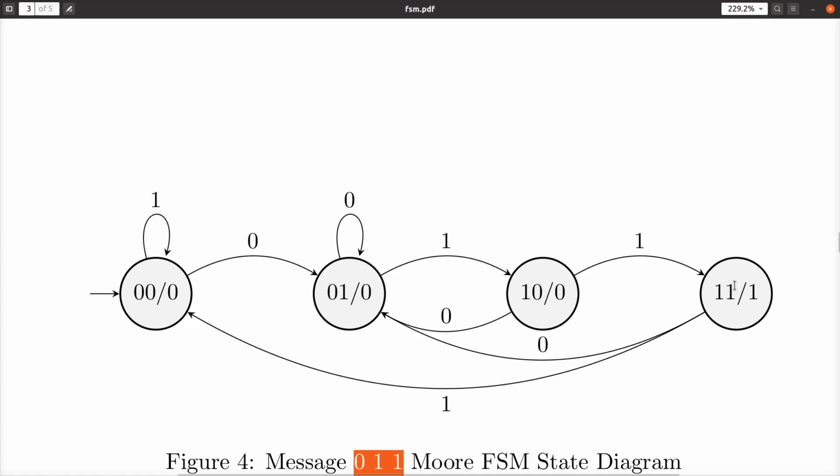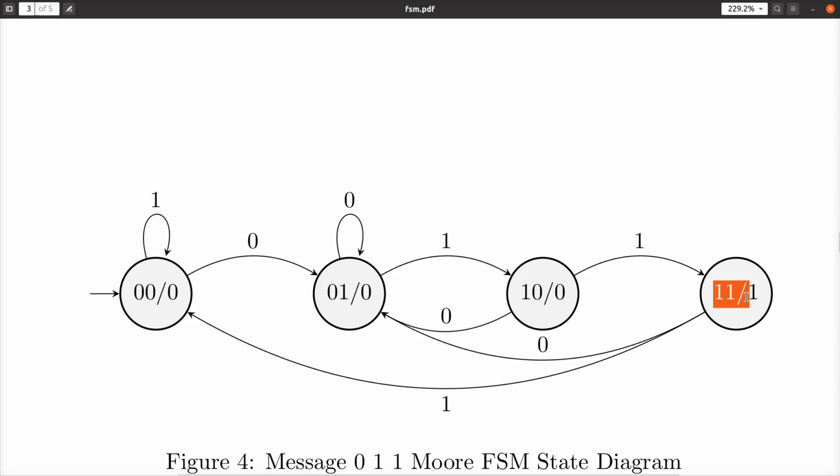Well, if I see a 1 at that point, that 1 there cannot be part of a message that I will recognize. So I have to come way back over here and wait till I see another 0 again to start this process of advancing towards my goal all over again. All right? So in order to see a 0, 1, 1, I ultimately need to hop through these three states.